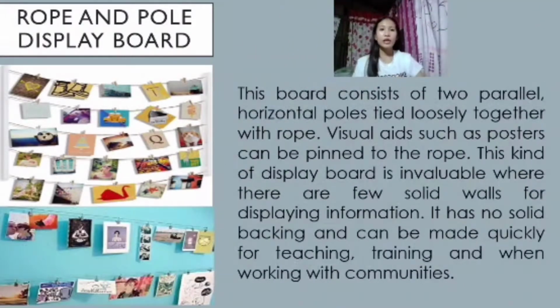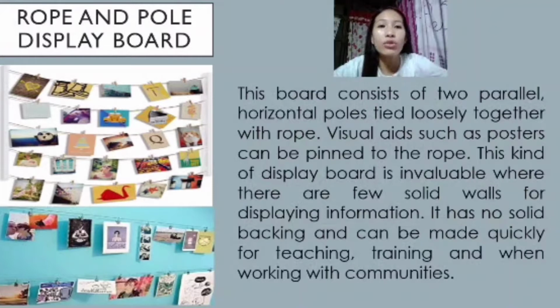And lastly, we have the rope and pole display board. This board consists of two parallel horizontal poles tied loosely together with rope. Visual aids such as posters can be pinned to the rope. This kind of display board is invaluable where there are few solid walls for displaying information. It has no solid backing and can be made quickly for teaching, training, and when working with communities. So all you need is a rope and display board.